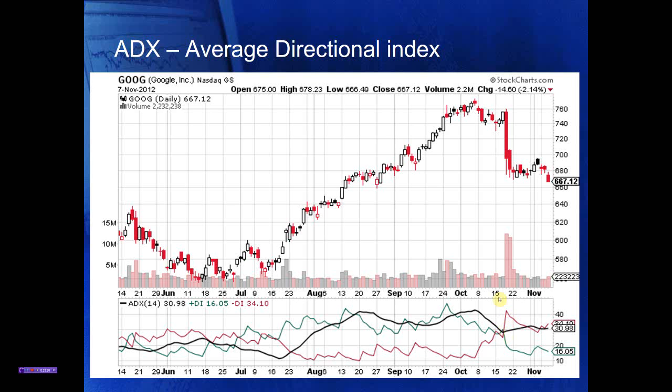Not so strong, but quite sharp increase. Blue line above red line, green line above red line, market dominated by buyers. Red line above green line, market dominated by sellers. And basically that's it. That's how you can use the average directional index in your favor using its components plus DI and minus DI. So again, quite easy.